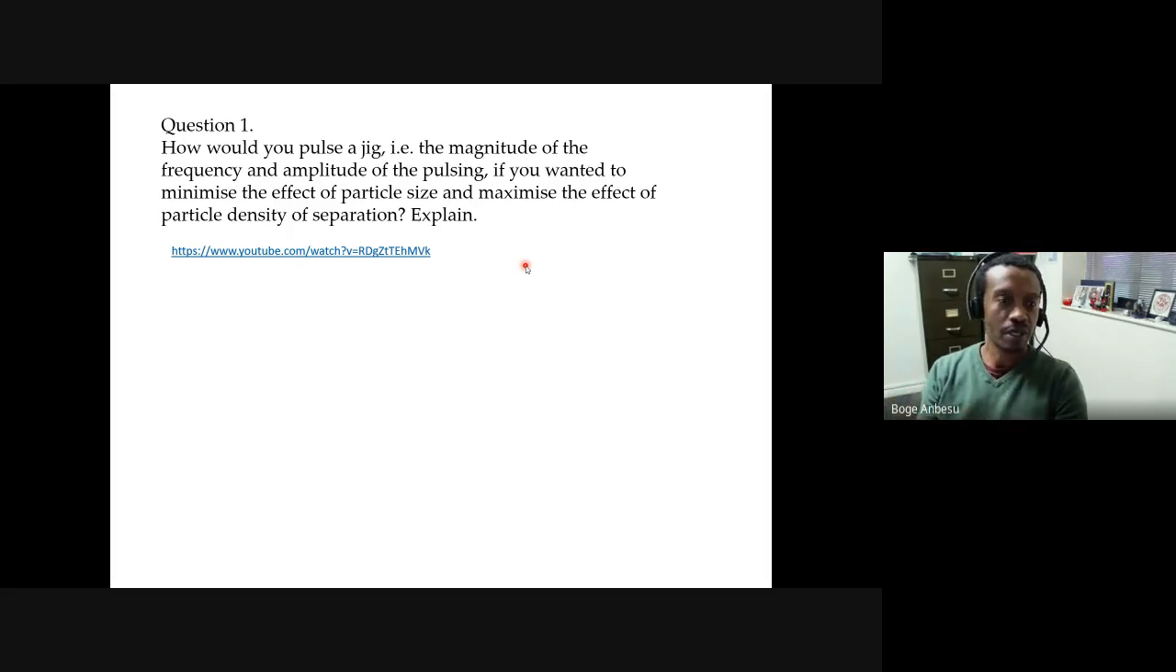But in some operations, as I said, the only problem you have is that the particles are dense and always small. You just want to collect them from other particles. So in this case, if you're just interested in exploiting the impact of density rather than size, in other words, you just want to find a way of negating the effect of particle size, then as I was saying earlier, you could consider operating a jig in such a way that you minimize the impact of size, but mainly exploit the impact of density.